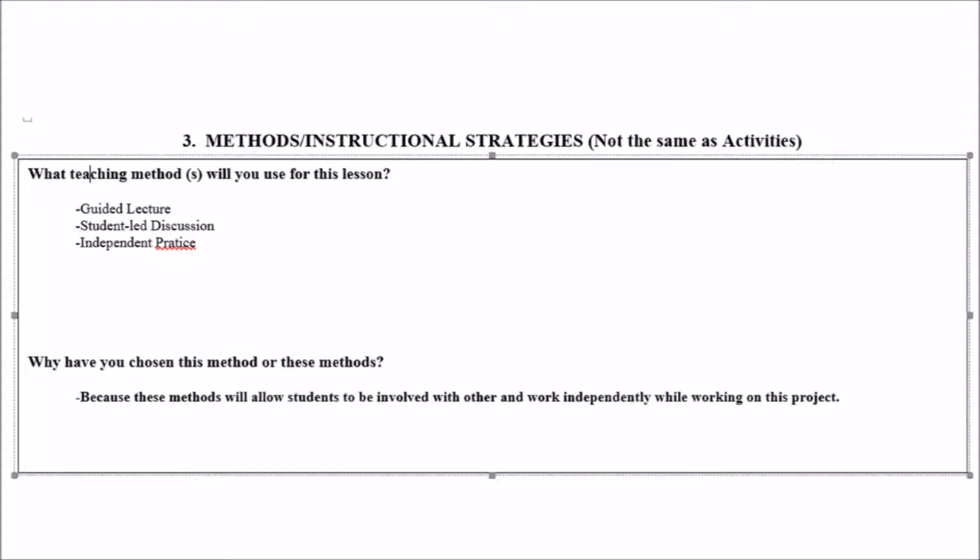Why have you chosen these methods? Because they will allow students to be involved with others and work independently while working on this project. This project has a variety of methods, and these are just the 3 basic ones.